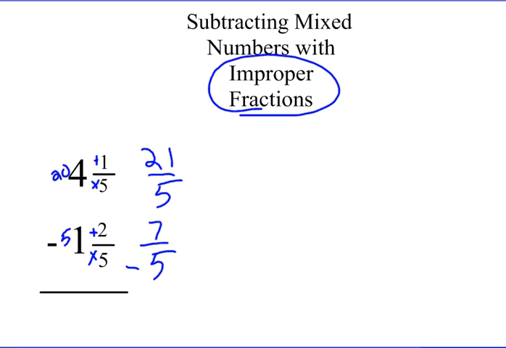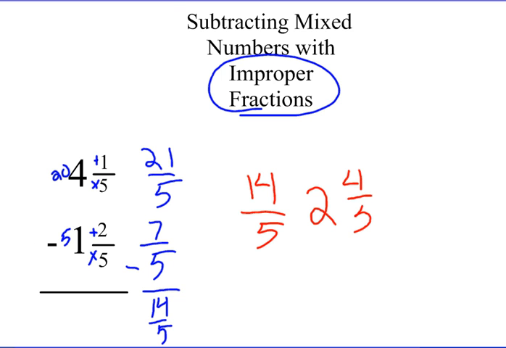So now I have 21/5, subtract 7/5, that gives me 14/5. But 14/5 is an improper fraction. You want to change it back to a mixed number. 5 goes into 14 2 times, and you have 4/5 left over.